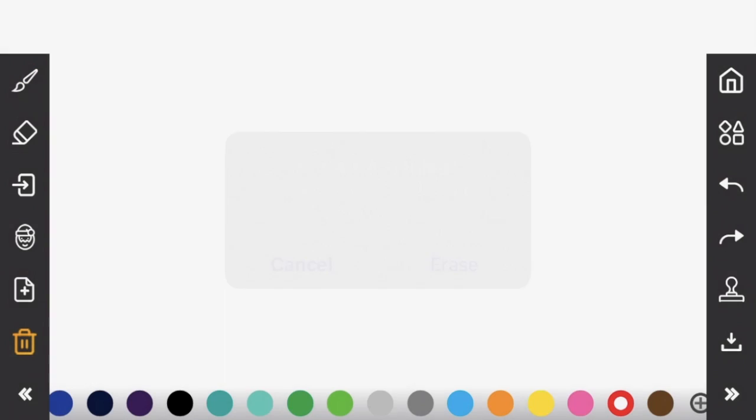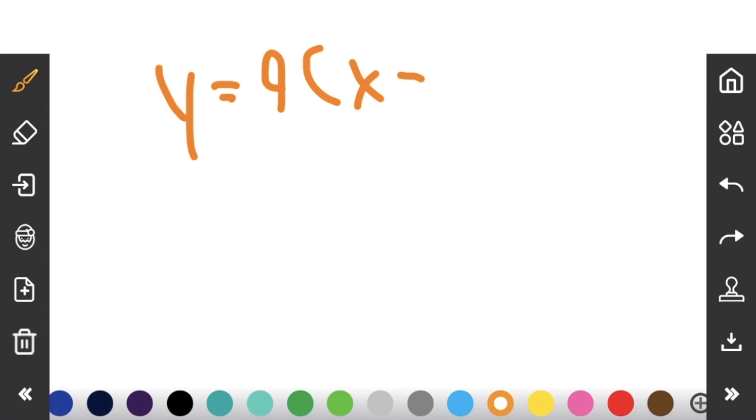Next, they want you to approximate using that equation that you just found. So we'll write that equation again: y equals 9 times x minus 2 plus 3.